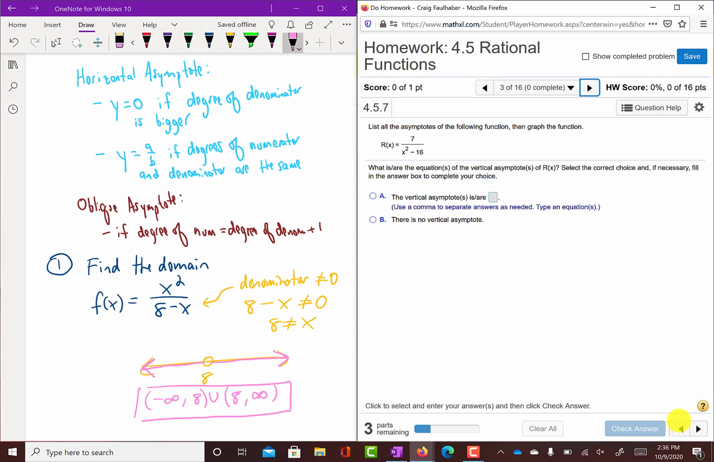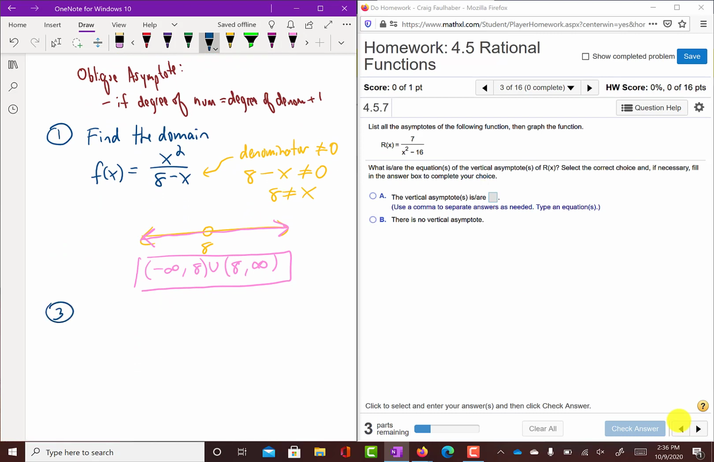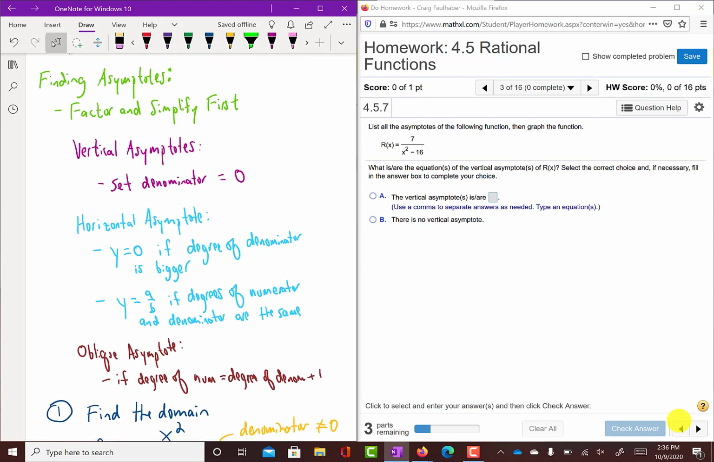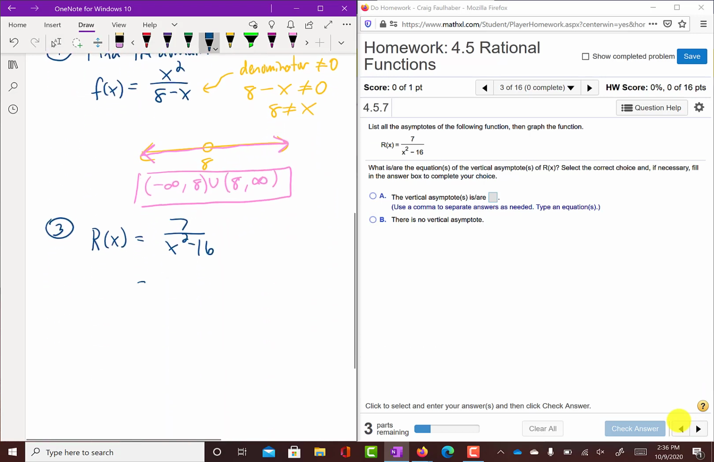I'm going to let you guys do problem 2 and move on to problem 3 in this section, which asks us to find the vertical asymptotes of this function. Now, if we look up to our notes, if we're looking to find vertical asymptotes, the first thing that we want to do is factor and simplify, and then we want to set our denominator equal to 0. So let's go back down, let's factor this thing. Notice that the denominator is a difference of squares, and a difference of squares in this example factors into x minus 4 and x plus 4.